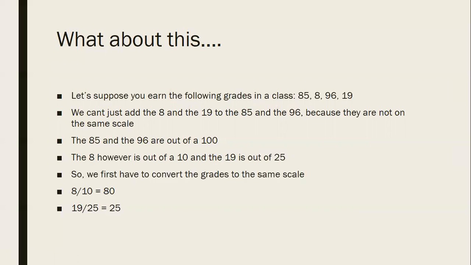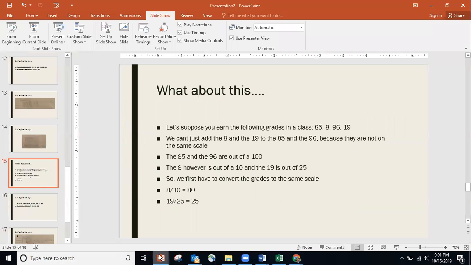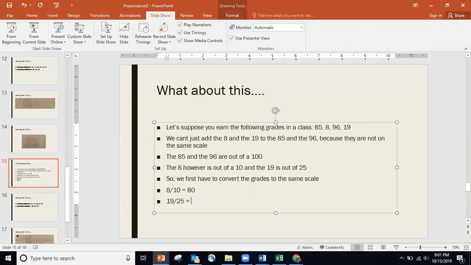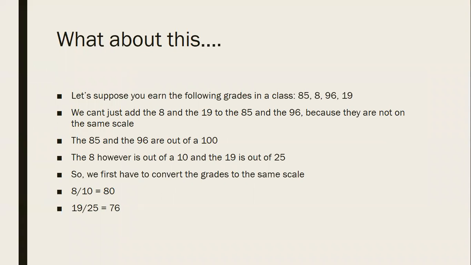I just noticed another typo. So I'm going to go ahead and fix that right while you are watching. So give me 1 second. I take my 19 and I divide it by 25, and that's 76 actually. All right, so let me go ahead and change that to 76. And 76 now is on our 100-point scale. So now these numbers can be added together. This would be 85 plus 80 plus 96 plus, instead of the 19, it would be 76. And that's how we would get them all on the same page.